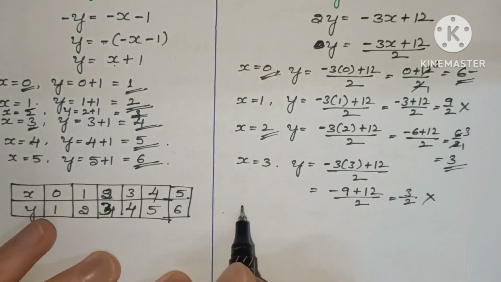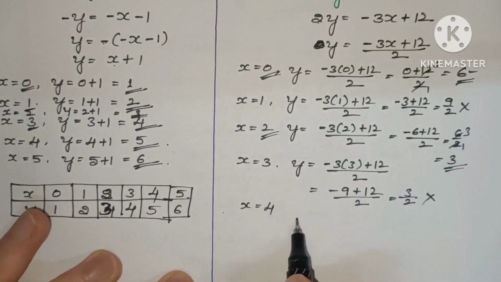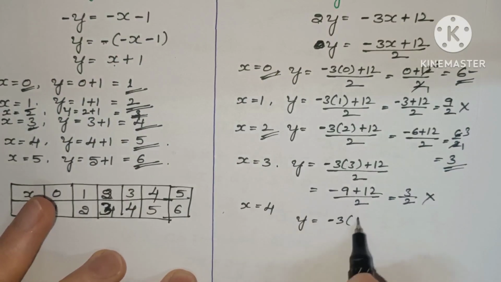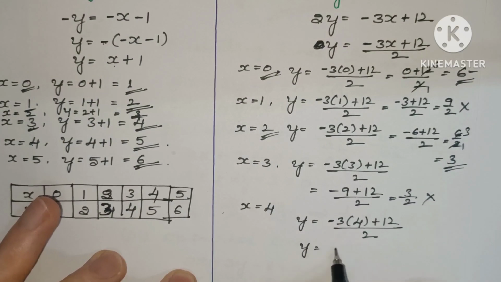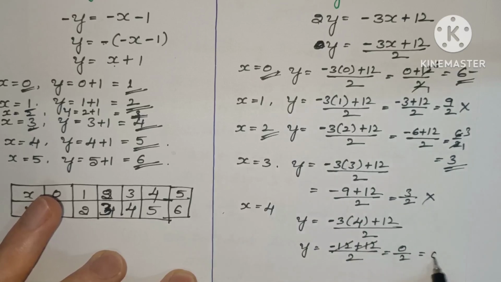Now one more. X is equal to 4. Y is equal to minus 3 into 4 plus 12 divided by 2. 3 4s are 12, minus 12 plus 12 divided by 2. Minus 12 plus 12 get cancelled. 0 by 2. 0 by any number is nothing but 0.